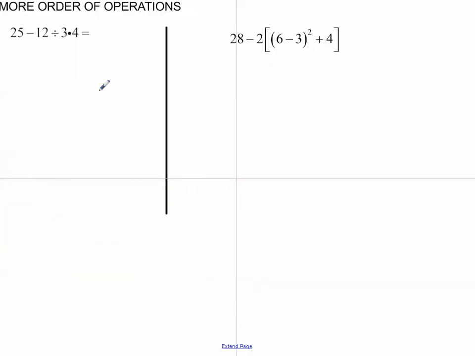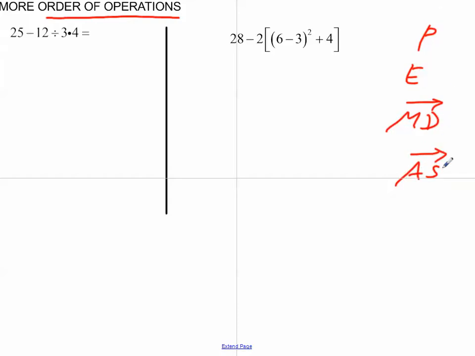Alright, let's do one more. Okay, so let's try to do this one. And say again, we're going to do order of operations. If we're doing order of operations, we have to remember PEMDAS, P, E, M, D, A, S. Parentheses, exponents, multiplication and division left to right, addition, subtraction left to right.